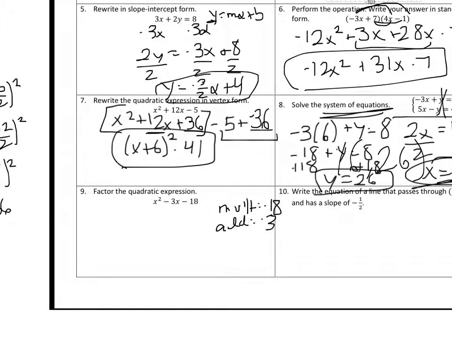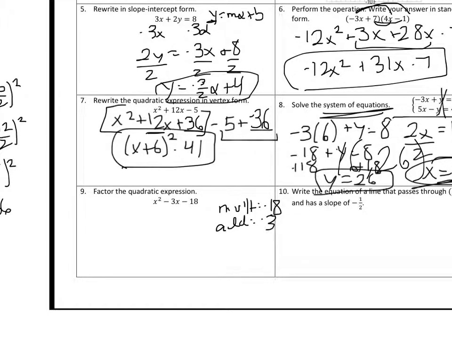Okay, so what multiplies to negative 18? Well, there are a couple possible factors: 18 and 1, 9 and 2, 6 and 3. So let's figure out which one it is. It's got to add to negative 3. Well, 9 and 2 would add to maybe a 7 or an 11. 18 and 1 would be 19 and 17. So it's 6 and 3.